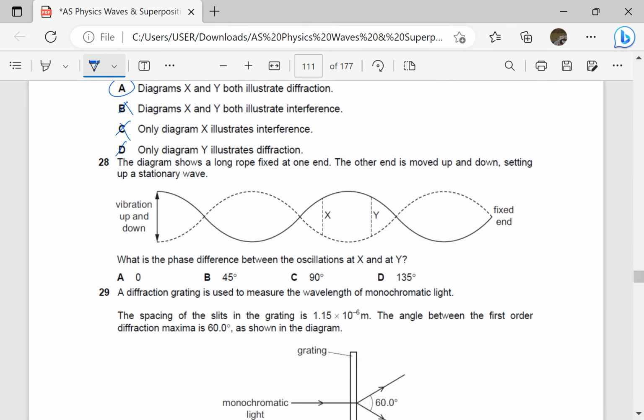The diagram shows a long rope fixed at one end. The other end is moved up and down, setting up a stationary wave. What is the phase difference between the oscillations at X and Y? That is automatically zero because they are in the same segment. Particles between two adjacent nodes vibrate in phase, so the phase difference there is zero, without wasting any time.